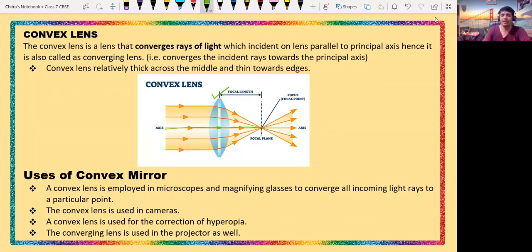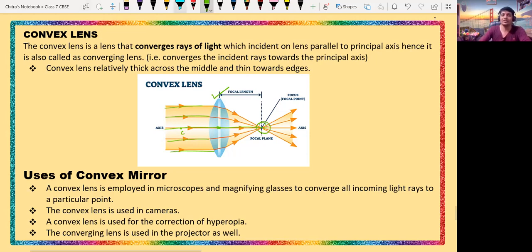And here we have the center of curvature and focus. The line which passes through the center and optical center is called the principal axis. So when light rays are incident on the lens parallel to the principal axis, after refraction, these light rays pass through a single point, and this point is called the focus.